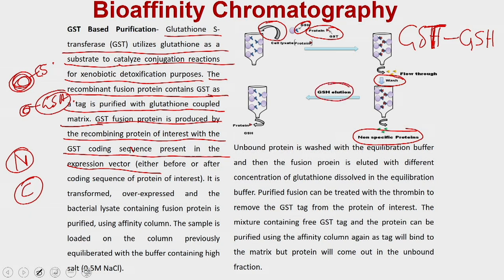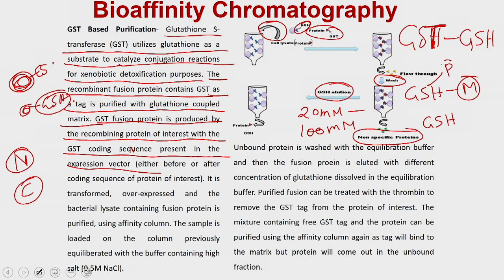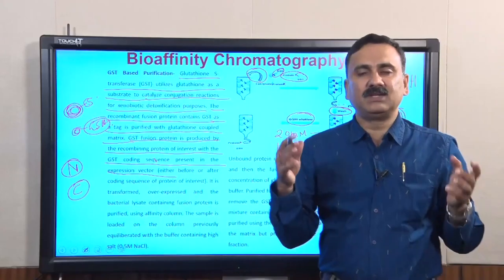You can add a large quantity of GSH, in the range of 20 millimolar to 100 millimolar, and that is going to compete for the GSH which is present on the beads. You can imagine that you have two GSH: the GSH which is matrix bound, and the GSH present in the elution buffer, and this GSH has already bound a protein through GST.